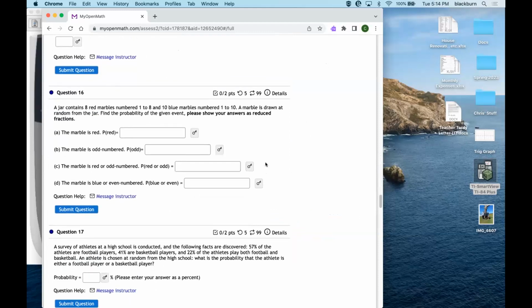A jar contains 8 red marbles numbered 1 to 8 and 10 blue marbles numbered 1 through 10. A marble is drawn at random. Find the probability of the given event. Oh, we need to do reduced fractions finally. Okay, so there's 18 total marbles. Find the probability that the marble is red. Well, there's 8 red marbles out of those 18. Reduce that fraction. We got 4/9.